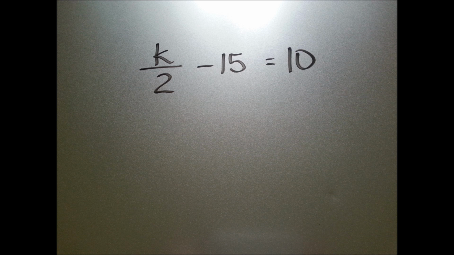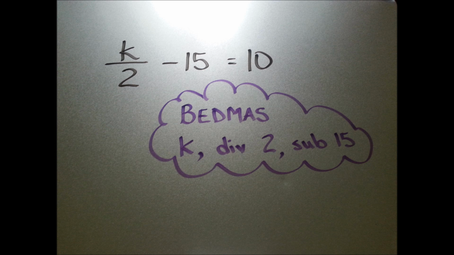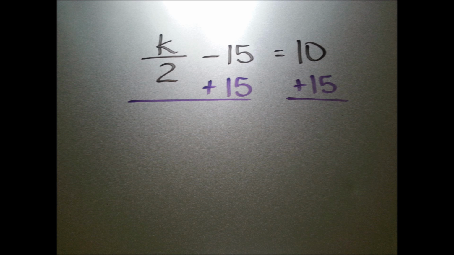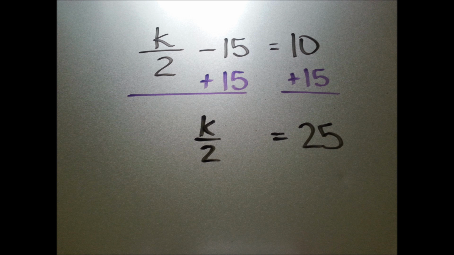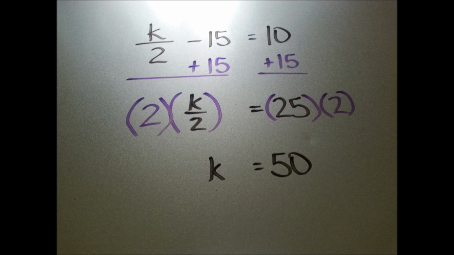If we think about our order of operations, when we build the equation, we would start with k, divide it by 2, and then subtract 15. So in order to unbuild the equation, the very first thing that we do is to undo subtracting by 15. We'll add 15 to each side of the equation. You can show that now we have 0 being added to k divided by 2, but we really don't have to. Now let's see, we need to undo dividing that k by 2. Let's multiply each side of the equation by 2. And we solve to find out that k is equal to 50.